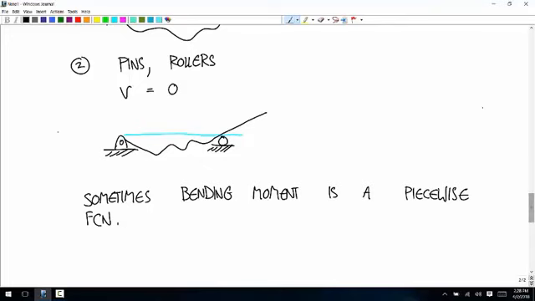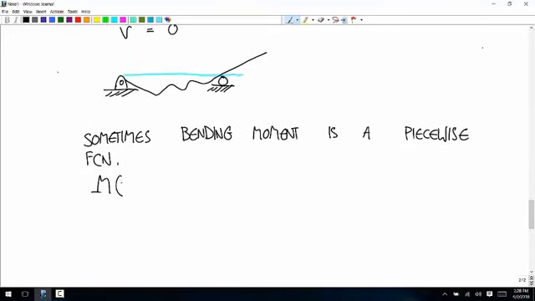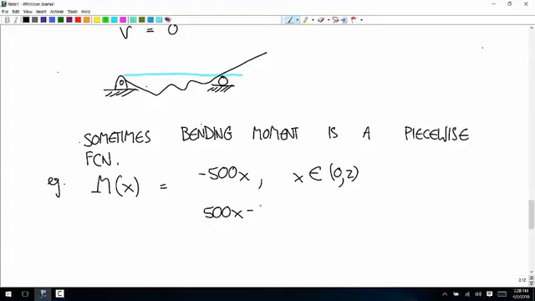So, you know, M of x, for example, could be equal to negative 500x for x between 0 and 2, and then 500x minus 800 for x between 2 and 3 or something. That was something that came up pretty often with internal loads.